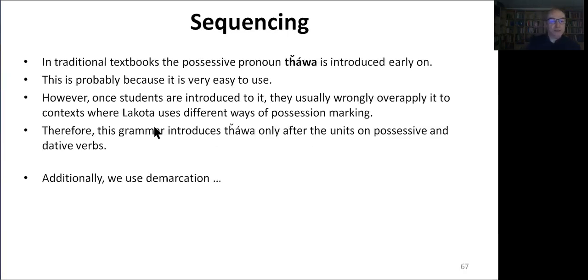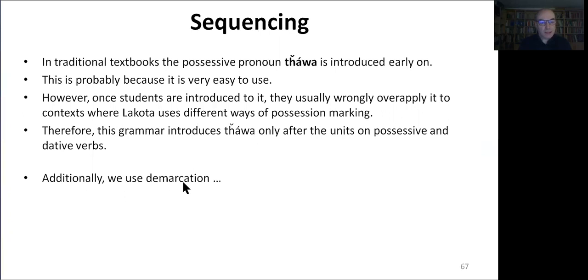For example, in traditional textbooks, the possessive pronoun tawa is introduced early on. And this is probably because it is very easy to teach, very easy to use. But once students are introduced to this pronoun, they usually over-apply it to contexts where Lakota uses different ways of possession marking. Therefore, in this grammar, we introduce tawa only after the units on possessive and dative verbs.